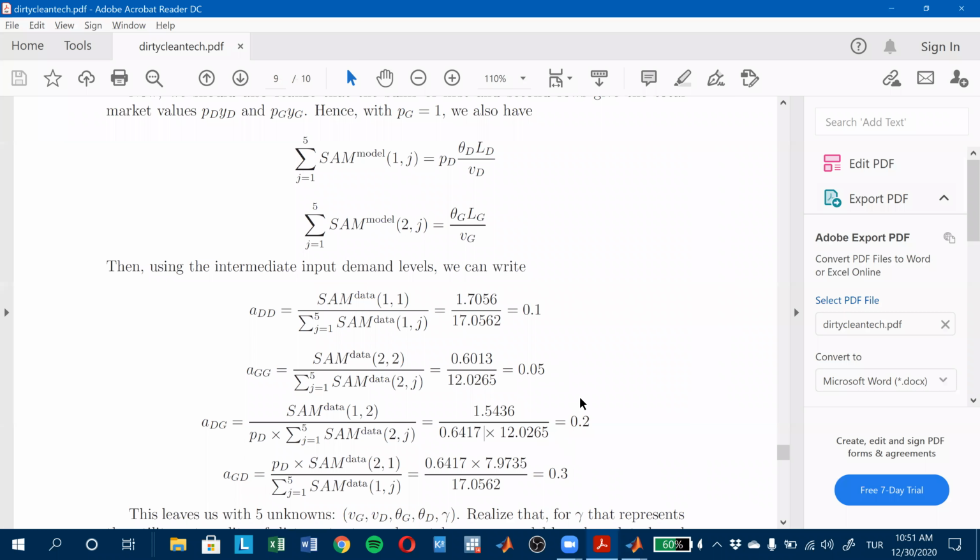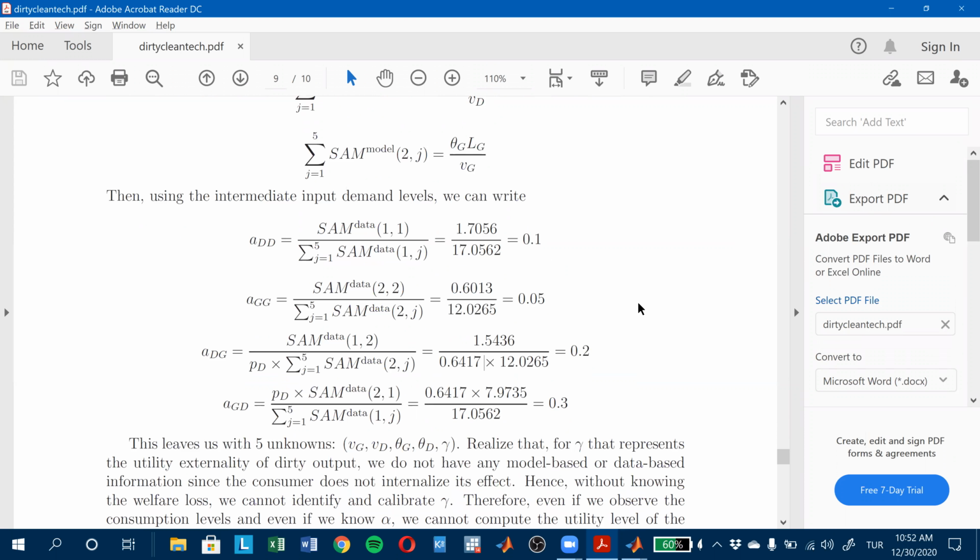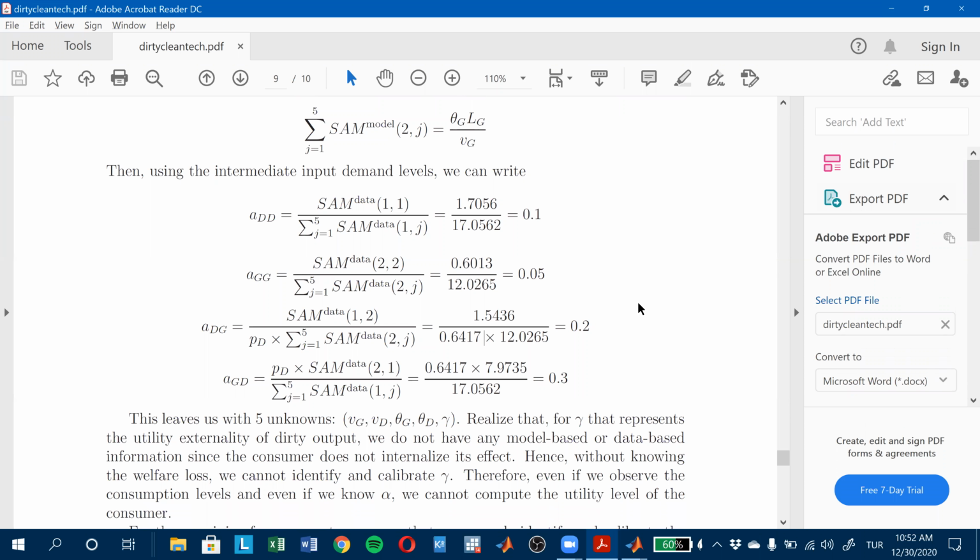0.5, 0.3, 0.2, 0.1. Okay? So once again, I accurately calibrate these things because I have the model, I have the data originating from the model. Okay? Now, we have 5 unknowns, right? We don't know VG, VD, theta G, theta D, and we don't know gamma. But the problem with gamma is this.